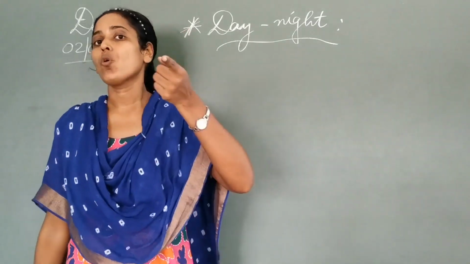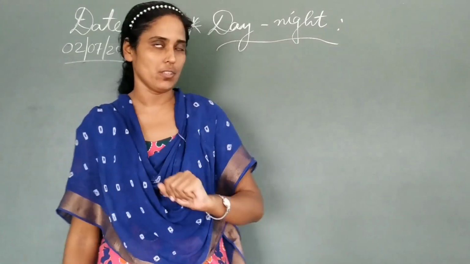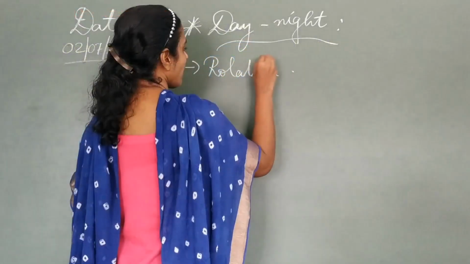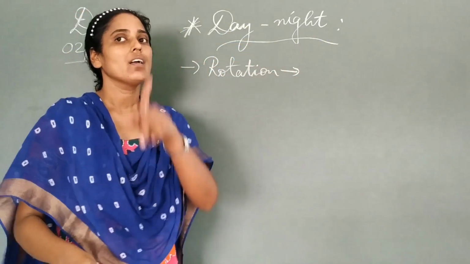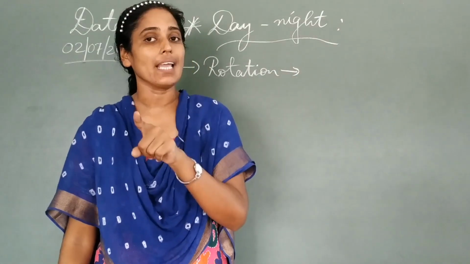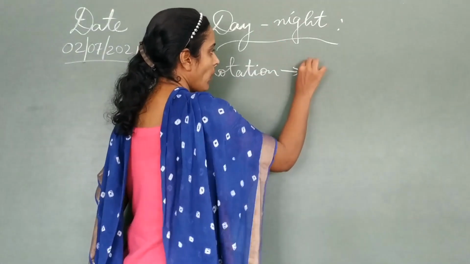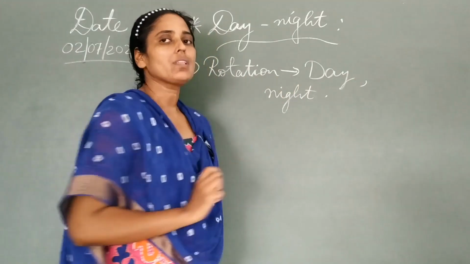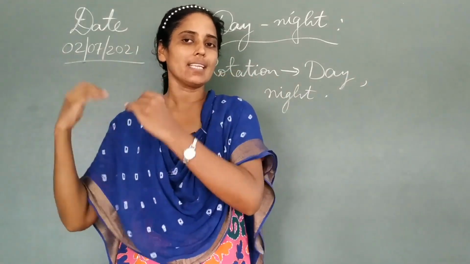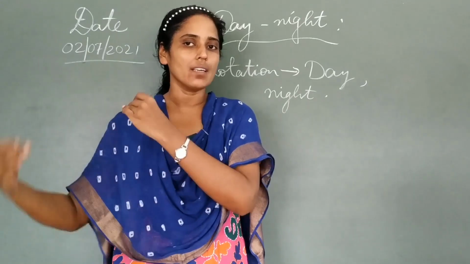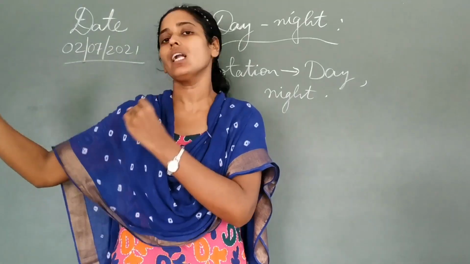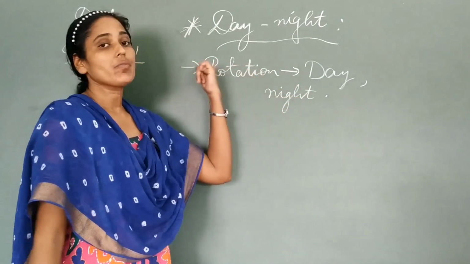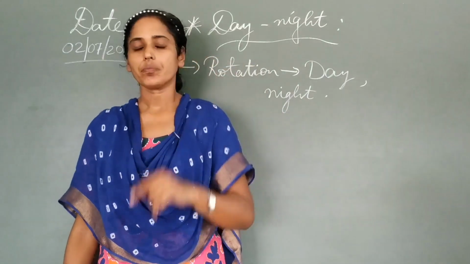So, due to the daily motion of the earth, students, what is daily motion? Yes, rotation. Because of rotation, we have the occurrence of days and nights. And due to that, what happens? We have one day, then the next night, again the day, then the night. The series continues. So the earth experiences days and nights because of rotation, that is 24 hours a day.